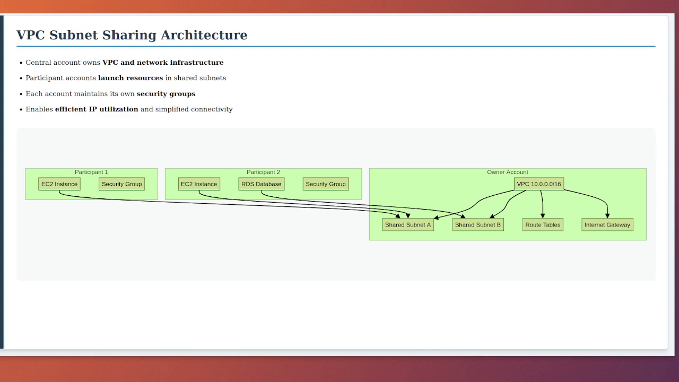Each account maintains full control over its own resources within the shared subnet. Security groups belong to the account that created the resource, so each account manages its own security group rules. This means resources from different accounts in the same subnet can have different security postures based on their individual security group configurations. The diagram on the slide illustrates the VPC sharing architecture, showing the owner account that controls the VPC infrastructure and multiple participant accounts launching their resources into shared subnets while maintaining their own security groups.